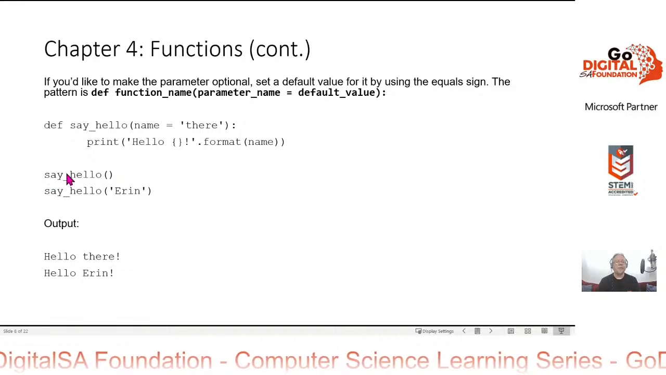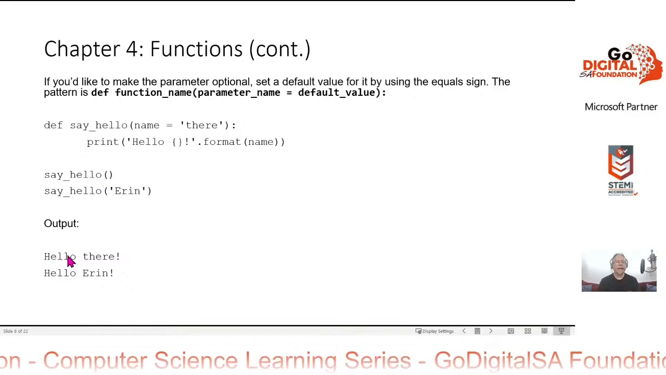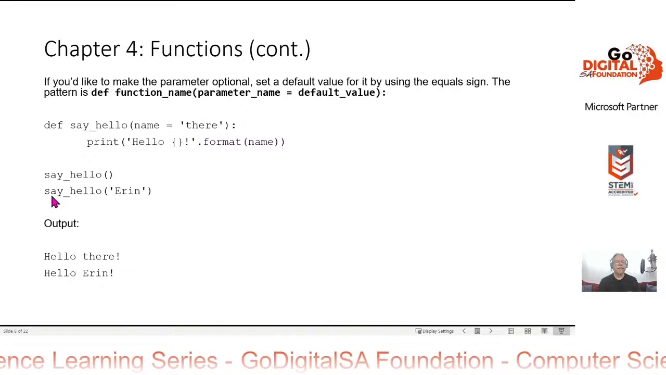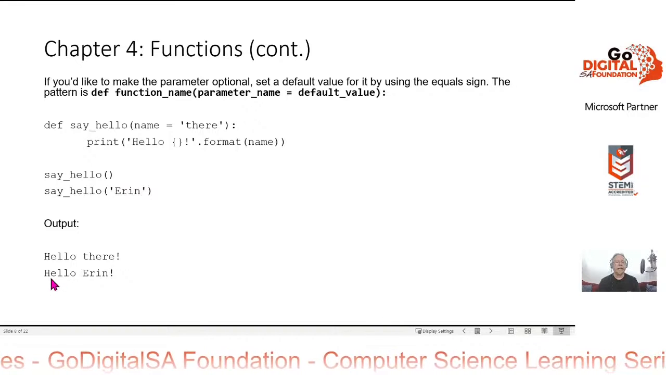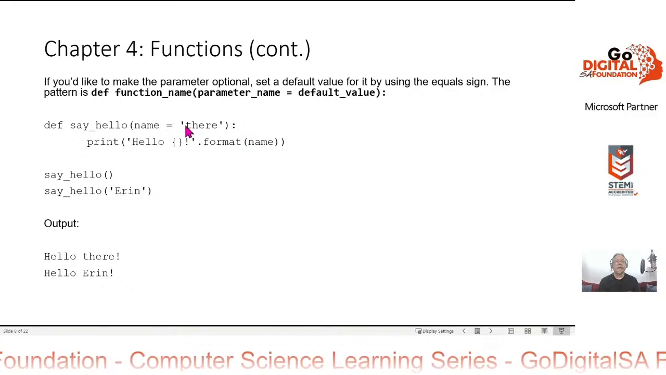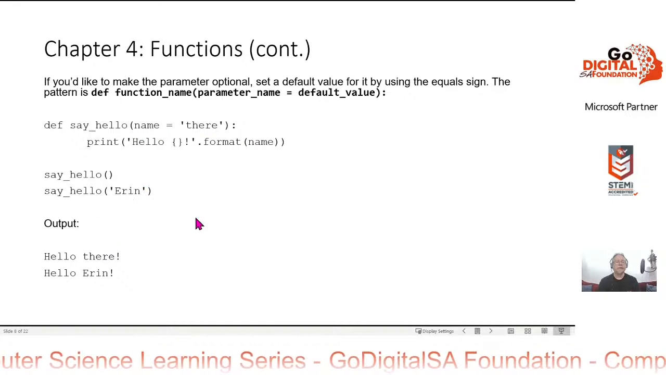So if you call the function without specifying the parameter, it will then say hello there because the default value is there. But if you say hello and you specify the parameter, then it will say hello Aaron because we specified Aaron. So it doesn't use the default name, it will use the name that was specified.